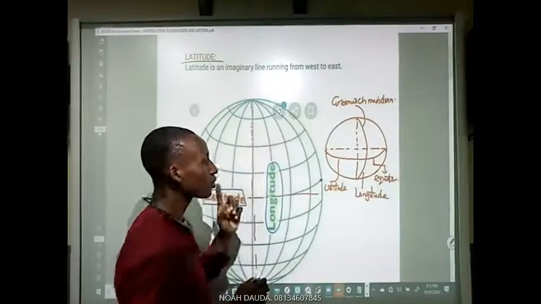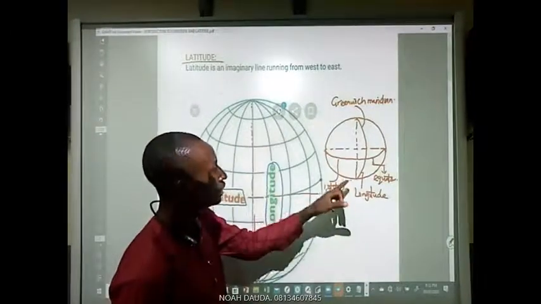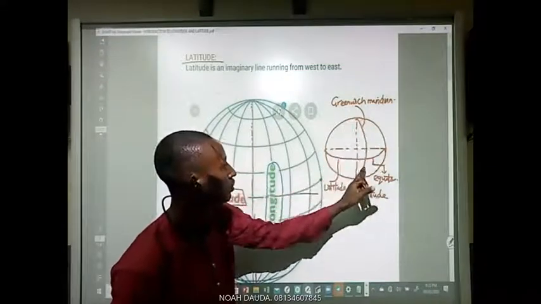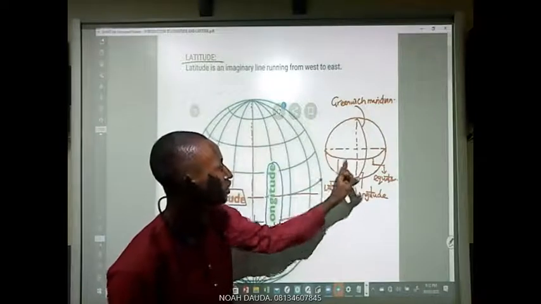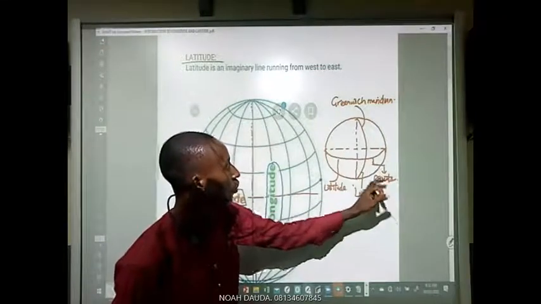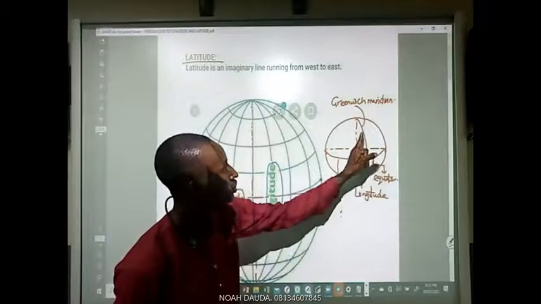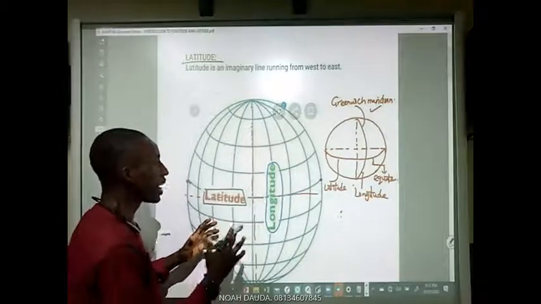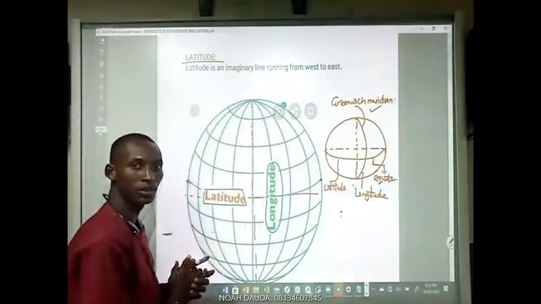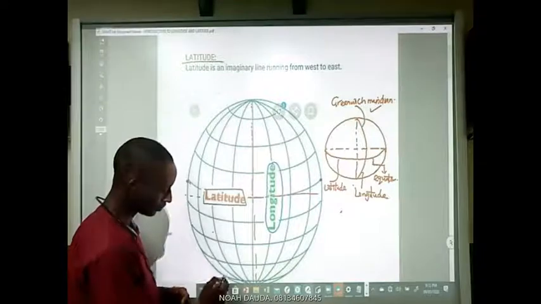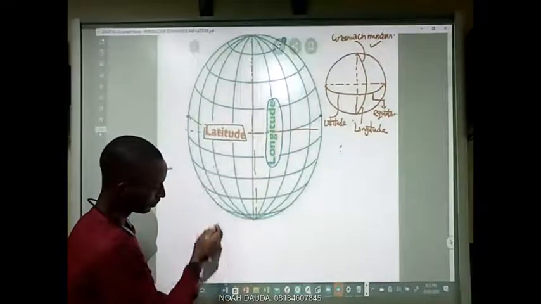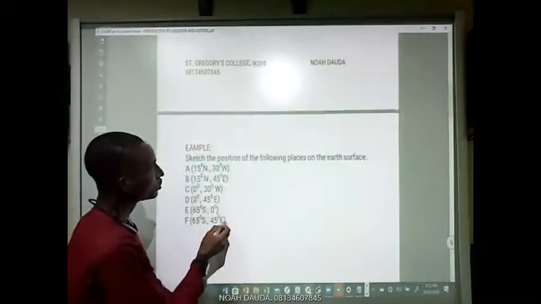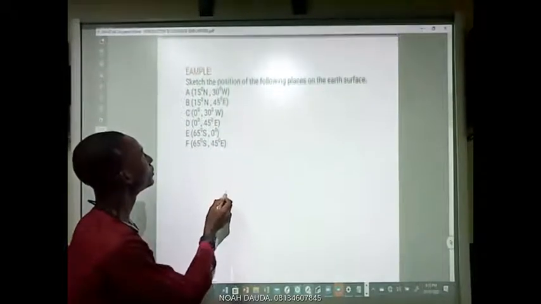Now, it is quite important that you understand the equator for latitude and Greenwich Meridian for longitude. That is, the origin for the case of latitude is called equator. The origin for the case of longitude is called your Greenwich Meridian. And that is the basic idea behind longitude and latitude. Now let's move on to the next thing. Let's move on to consider the example.